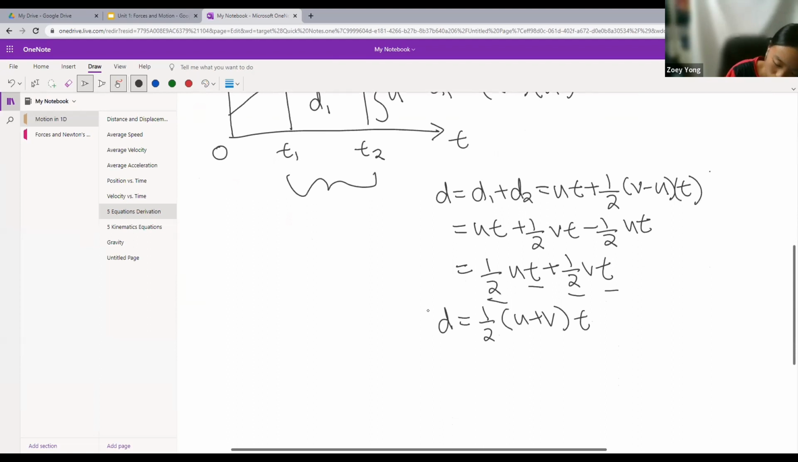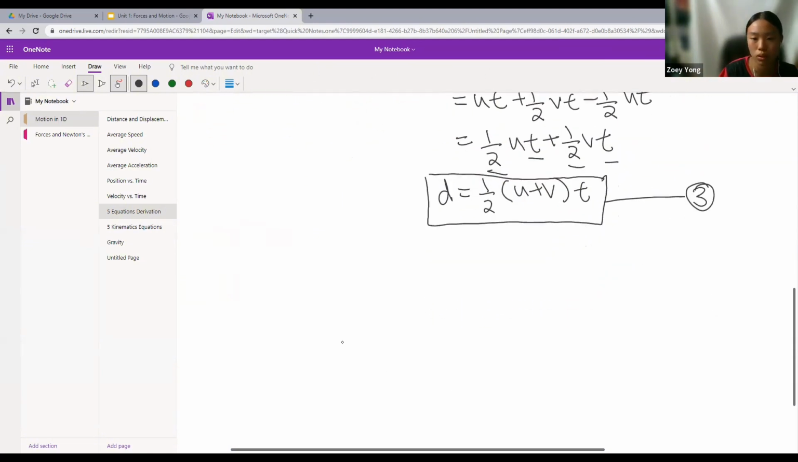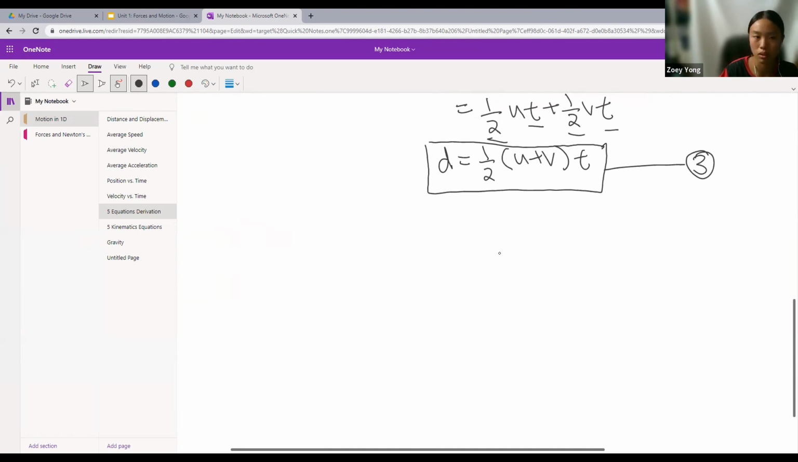That's the distance that you can calculate when you're given the starting velocity, the final velocity, and the change in time. So that's our third equation. Now moving on to the fourth equation, we're just going to use some algebra based on the previous equations to solve for this one.